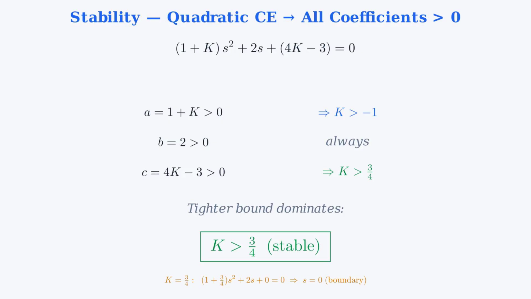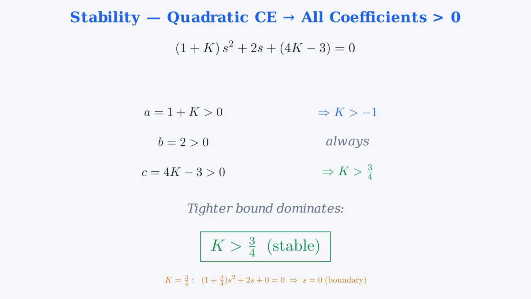A, positive: 1 plus K greater than 0, gives K greater than minus 1. B, positive: 2 greater than 0, always true, no constraint on K. C, positive: 4K minus 3 greater than 0, gives K greater than 3/4. Combine. The first inequality demands K greater than -1. The third demands K greater than 3/4. 3/4 is the tighter bound, so it dominates. Stability range. K must be strictly greater than 3/4.